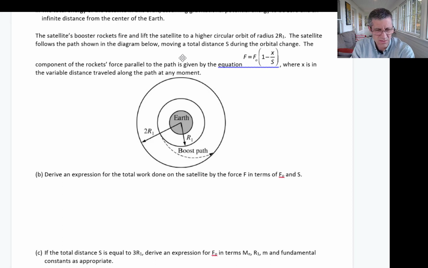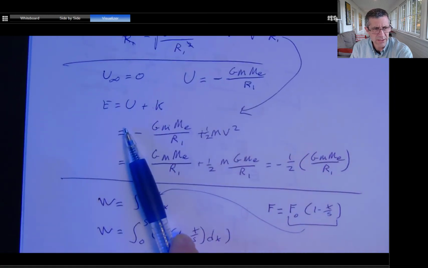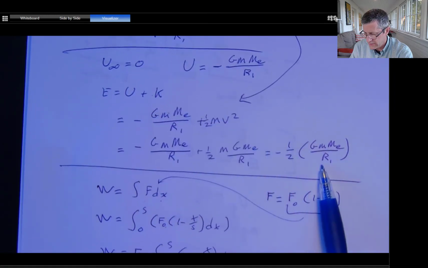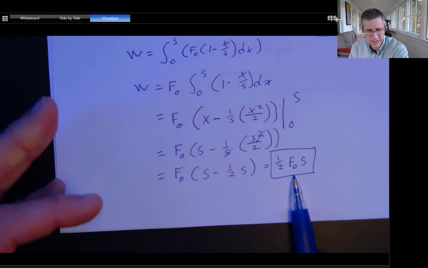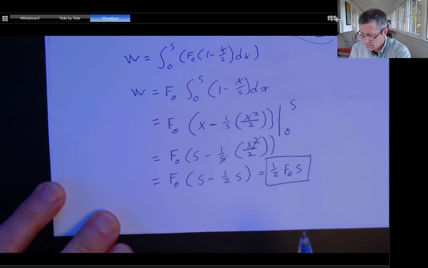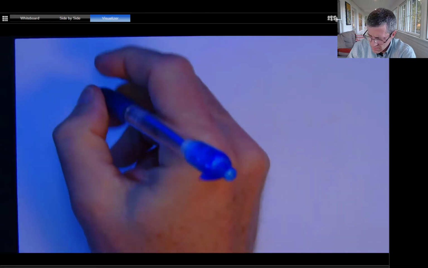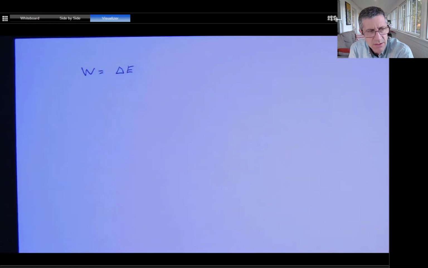So here's how I'm going to think about this. I want to get to F naught. They tried to give me hints, so they had me think about energy, which is what my total energy is, and they had me think about work. So the work is going to be equal to the change in energy that I experience.